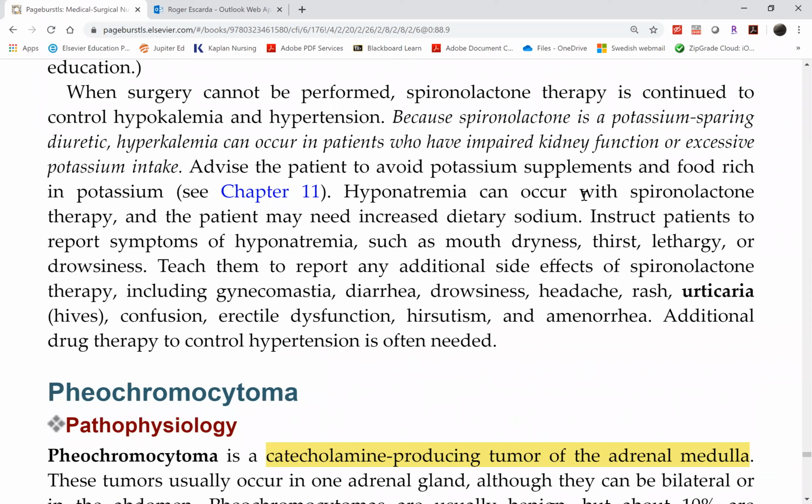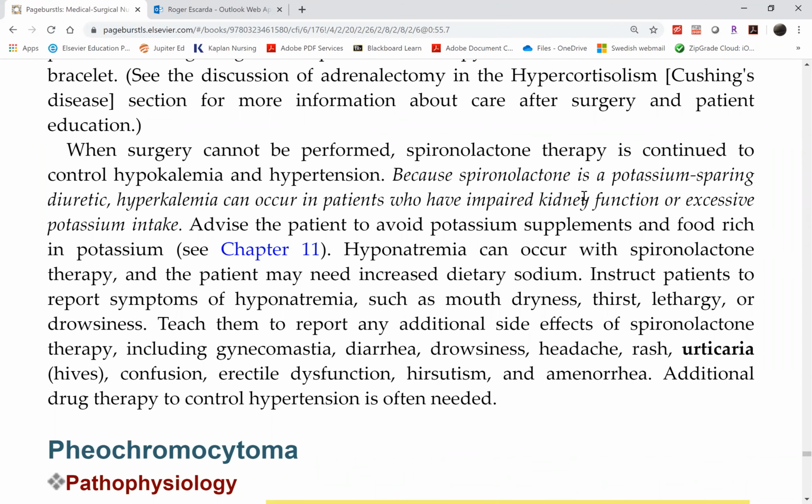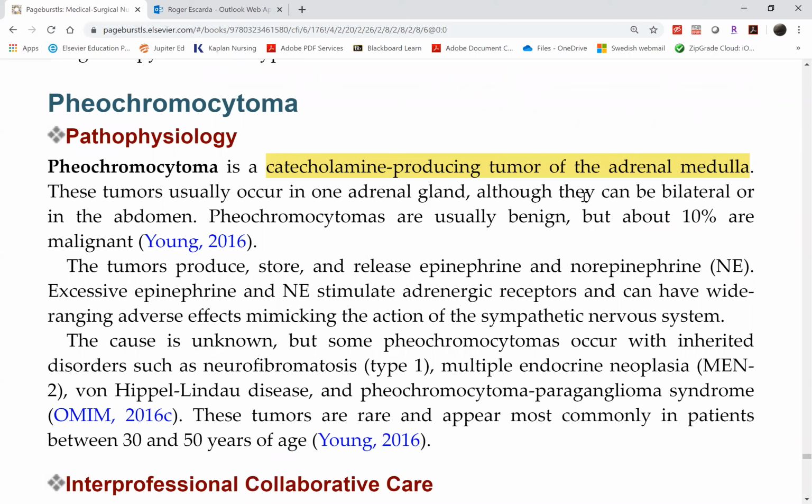And that's it. There's nothing else to talk about with the syndrome. So mainly blood pressure, severely high blood pressure, and complications, namely stroke, heart attack, any injury. The last one is pheochromocytoma.